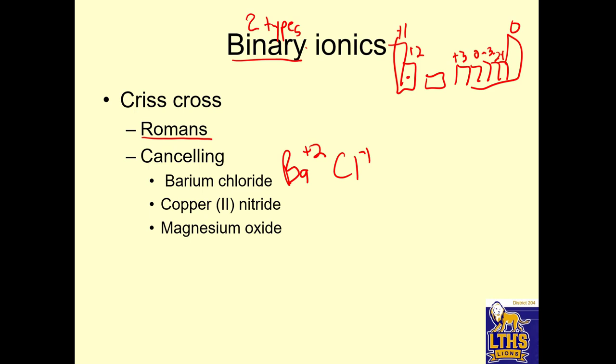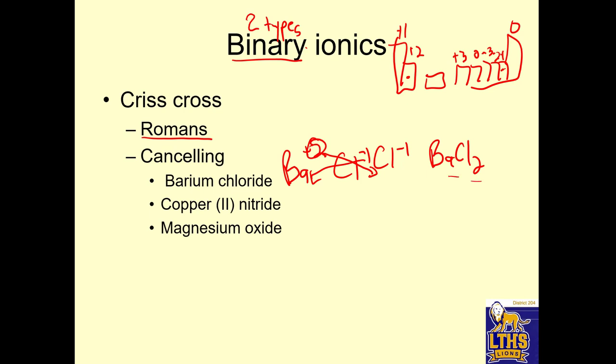So barium was right here, chlorine was right here. Now these charges need to cancel out. So to make them cancel out, I need another chlorine. So that means barium, chlorine, chlorine would be written as BaCl2. See how the 2 up here crisscrosses down, the 1 crisscrosses down. No charges are shown here.